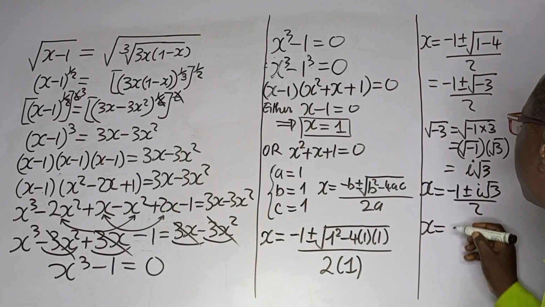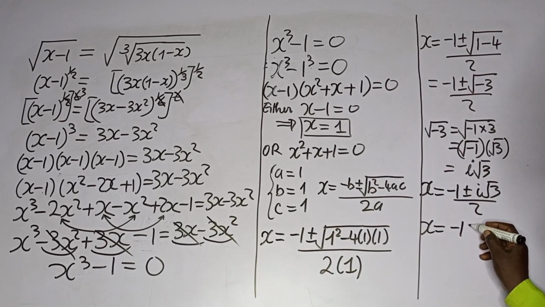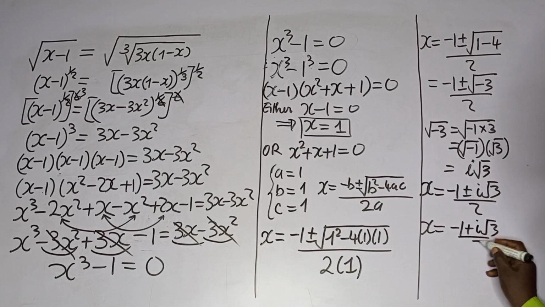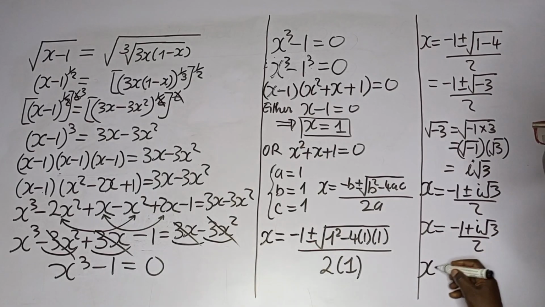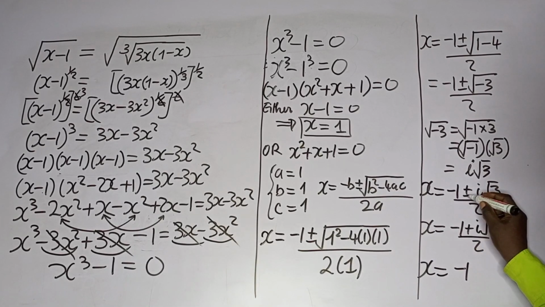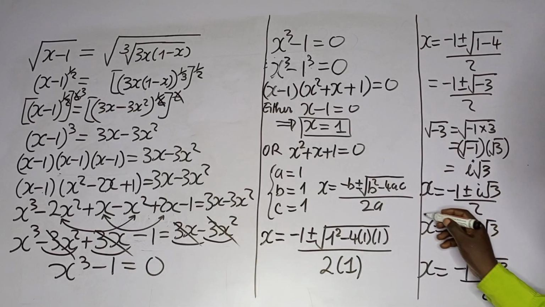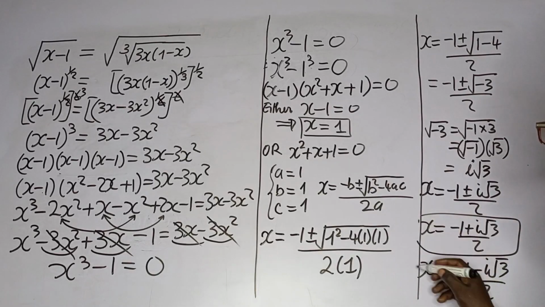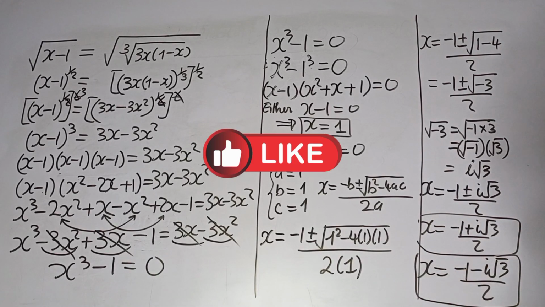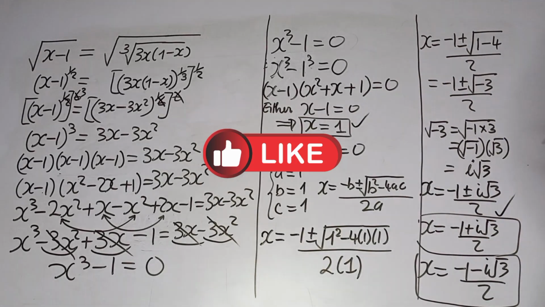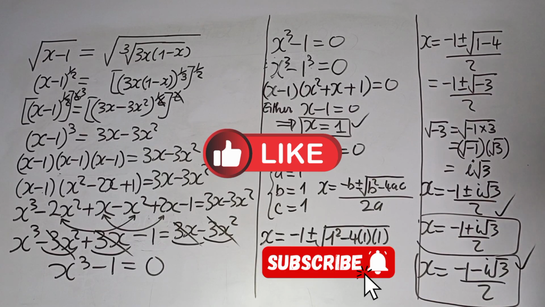So the remaining two solutions are x equals negative 1 plus i root 3, all over 2, taking the plus first, or x equals negative 1 minus i root 3, all over 2, taking the subtraction. So this gives the three solutions to our cubic equation: x equals 1, x equals negative 1 plus i root 3 all over 2, and x equals negative 1 minus i root 3 all over 2.